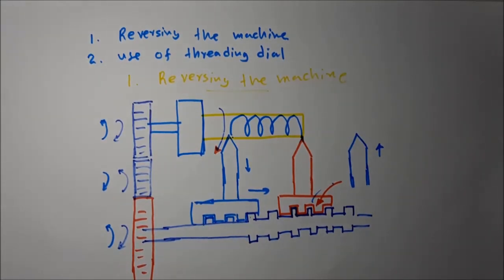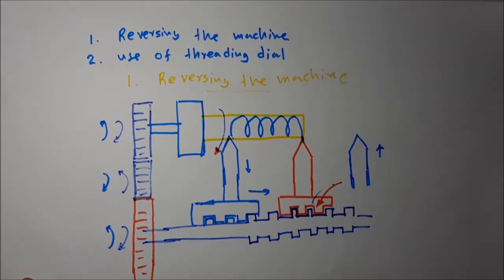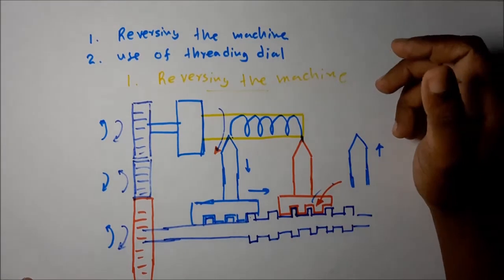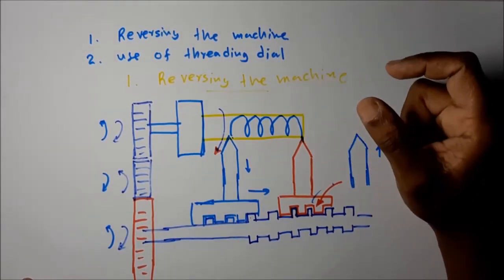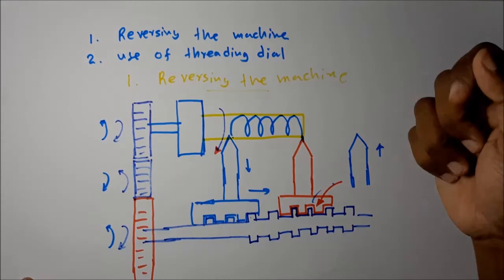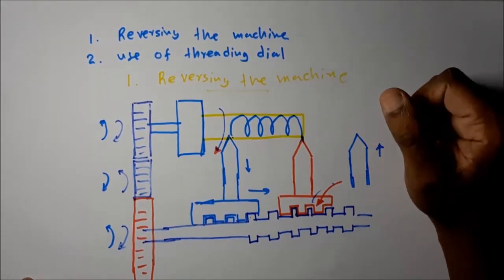To reverse the machine, one of the methods is that the motor can reverse directly. Modern lathe machines are equipped with motor reversing. That means an electric motor is used; an induction motor is used in most modern lathe machines. By changing two terminals of the induction motor, we can reverse it easily. A toggle switch is there to reverse the motor.